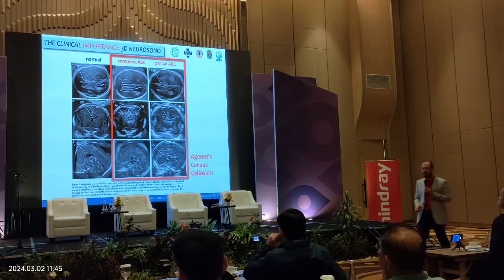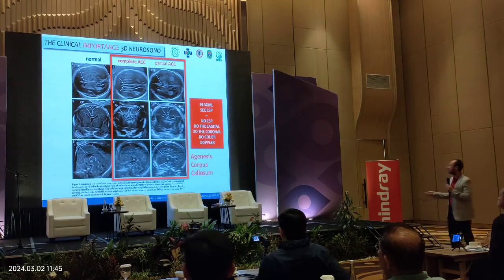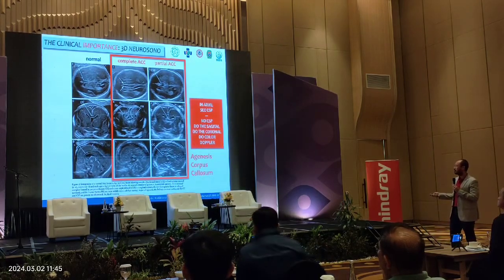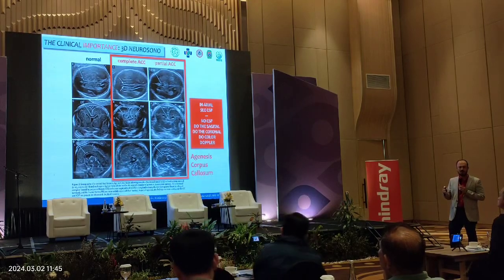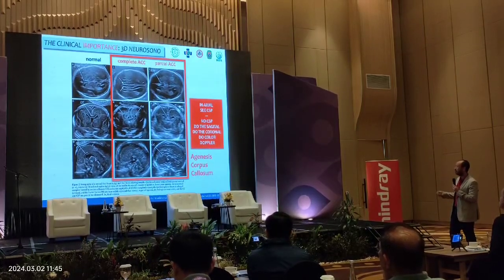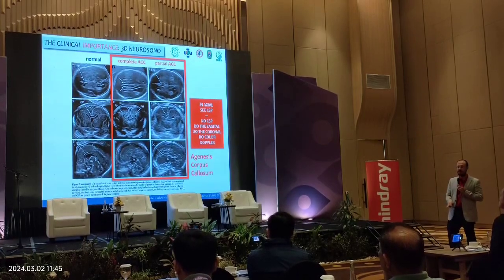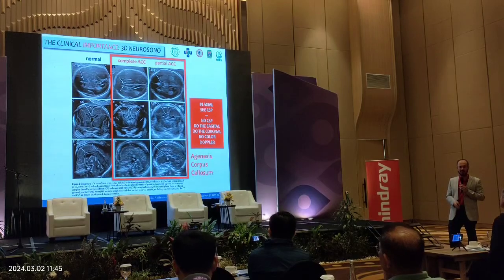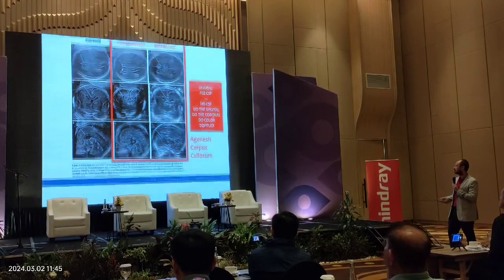And if we want to make it clearer, we have to do the color Doppler to see the pericallosal artery and also the callosomarginal artery. So if we find abnormalities in the anterior complex, it is also very important to do 3D neurosonography to get a mid-sagittal plane and also the coronal plane.